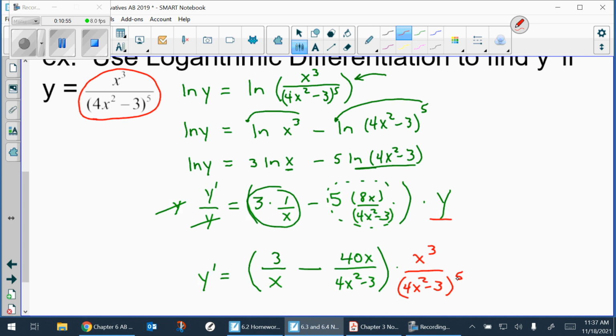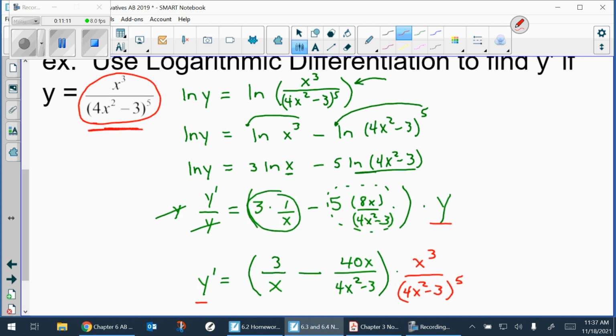And then I'm done. I don't have to distribute. I don't have to simplify. I don't have to do any of that. This is what y prime is equal to. You may leave it like that. That's the method of logarithmic differentiation. The answer looks a little different than it would be if you actually used the quotient rule on this thing. But at any x value, you're going to get the same slope if you found the derivative using quotient rule or if you found the derivative using logarithmic differentiation.